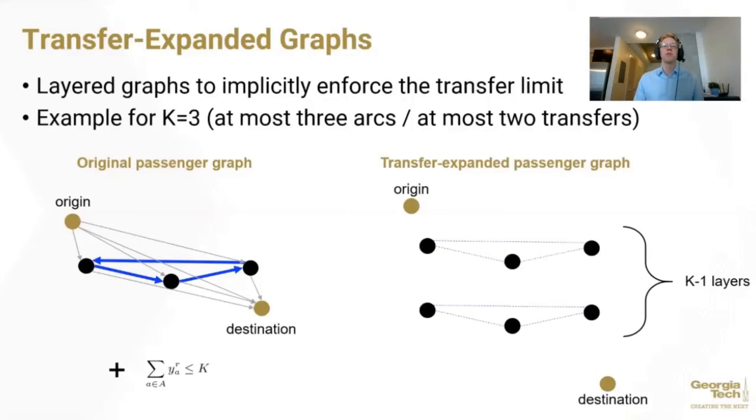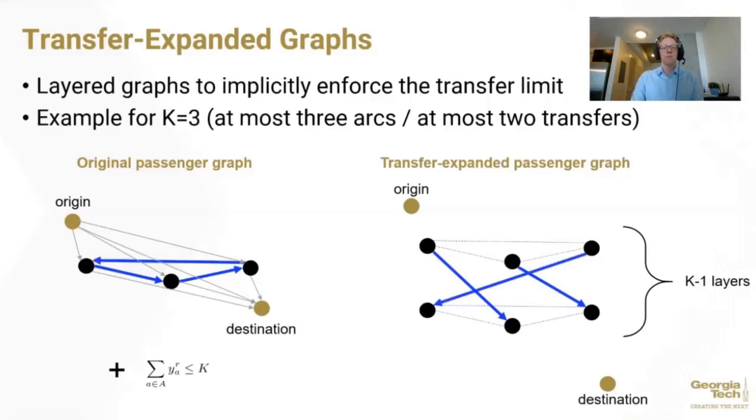On the right, we construct this transfer expanded graph, where we take the original nodes, except the origin and destination. We duplicate them k minus 1 times in different layers. And all the arcs between these nodes, we will keep them, but they will always go a layer down. So for example, this first arc on the left will be the new arc on the right, between the same nodes, but 1 layer down. Same for the other 2 arcs.